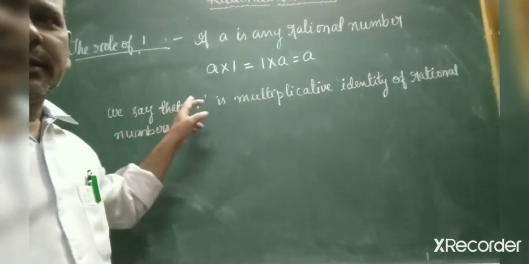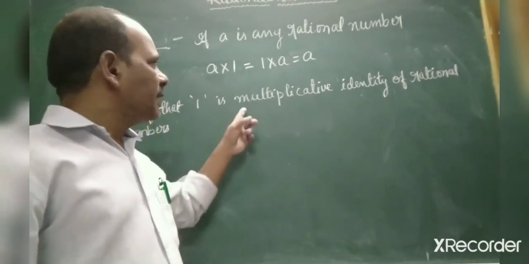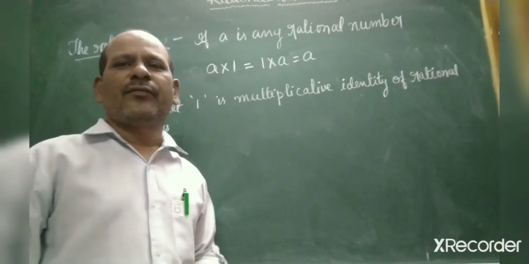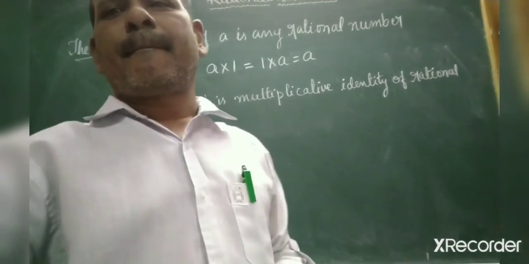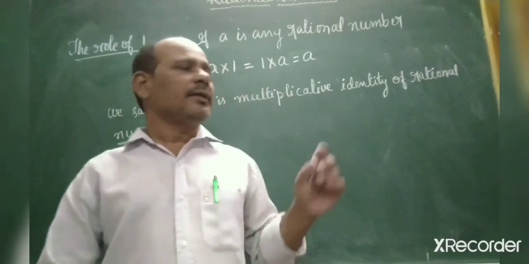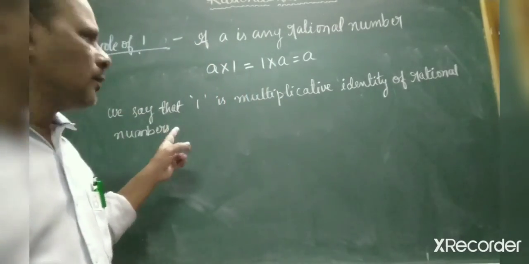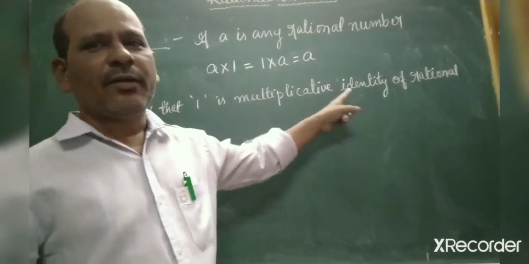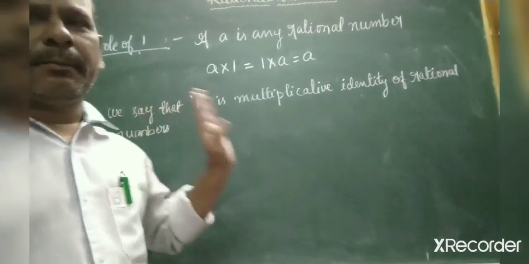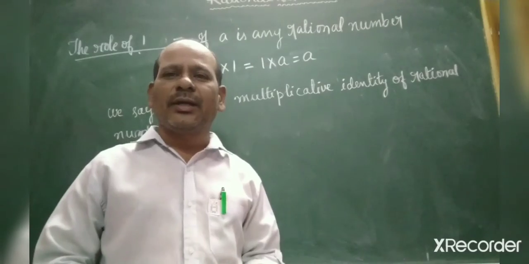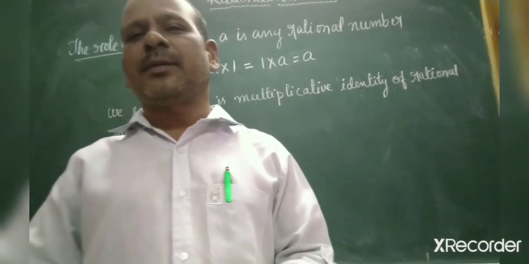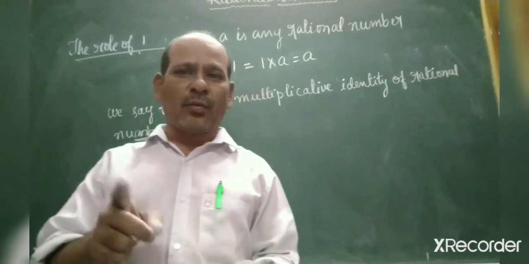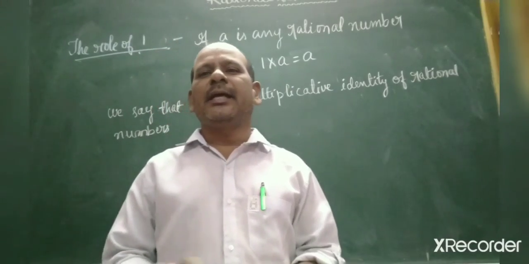We say that 1 is the multiplicative identity of rational numbers. 1 is not only the multiplicative identity of rational numbers, it is the multiplicative identity of whole numbers and natural numbers also.